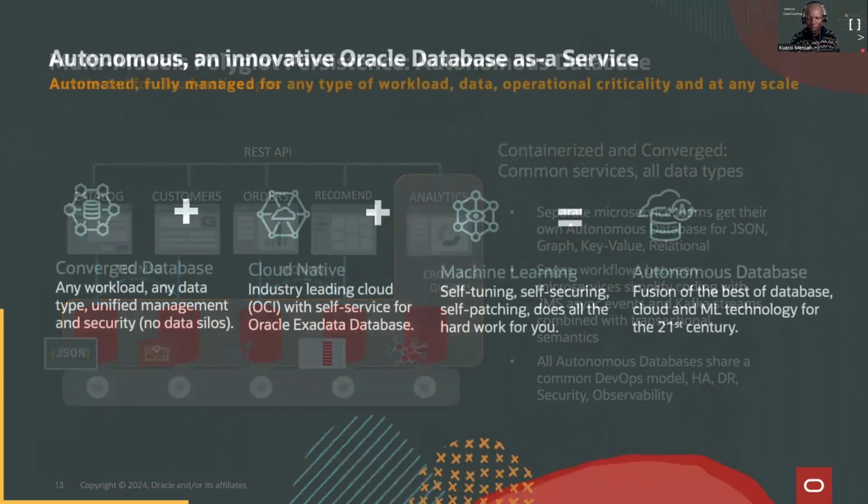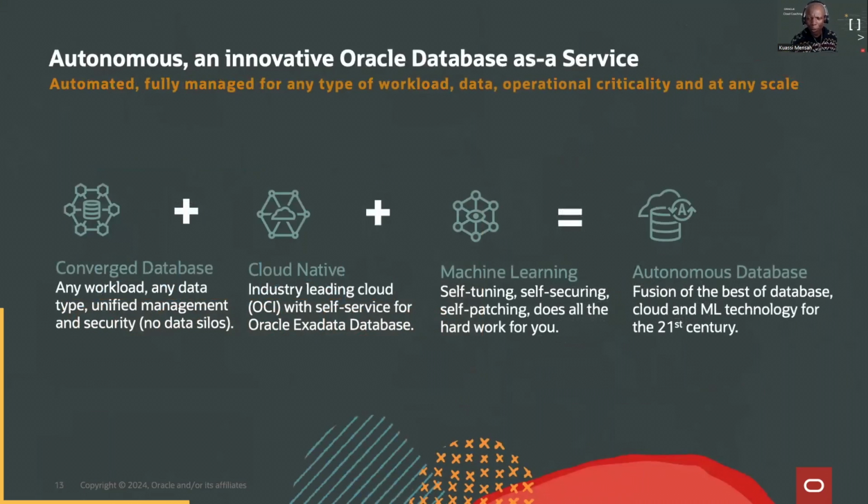And to give you a quick thing to remember: converged database. So Oracle Autonomous is a converged database, plus it's cloud native, and it has machine learning. So that's what Oracle Autonomous Database gives you. It's fully automated and fully managed for any workload. Okay, that gives you a very brief summary of the OCI platform and the Oracle Autonomous Database.